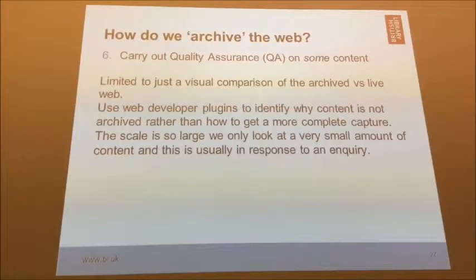So, carrying out quality assurance. It's very difficult. We've got such a large scale of content that it's hard to look at everything. Our QA process is just visually comparing the archive content to the live web, and then identifying issues in how the website is developed as the reasons why we haven't captured things. There's very little work we can do to remedy it. Sometimes we can implement things like adding additional seeds to the record, but there is very little we can do manually.